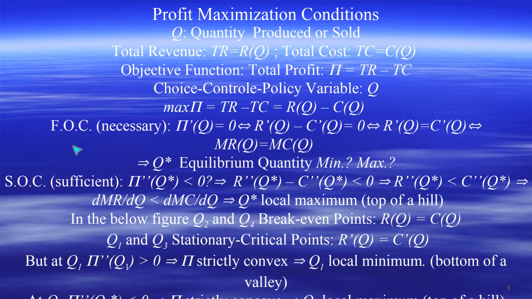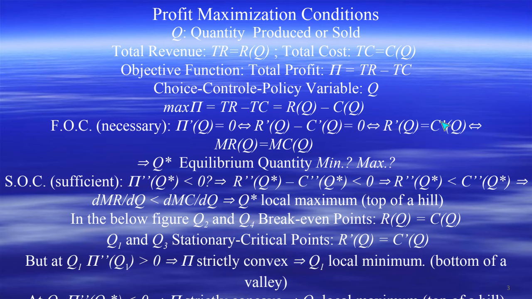We try to maximize our objective function, which is the profit function, which is TR minus TC, or R(Q) minus C(Q). The first order condition, necessary condition, is the first derivative of the profit, P prime Q, is equal to zero. And what does it mean? It means R prime Q minus C prime Q equals zero, which is equal to R prime Q equals C prime Q. The first derivative of the total revenue should be equal to the first derivative of the total cost. And what is the first derivative of the total revenue? It's the marginal revenue function. What is the first derivative of the total cost?